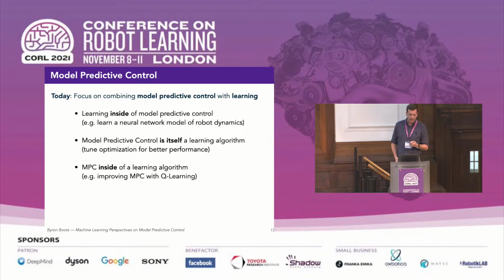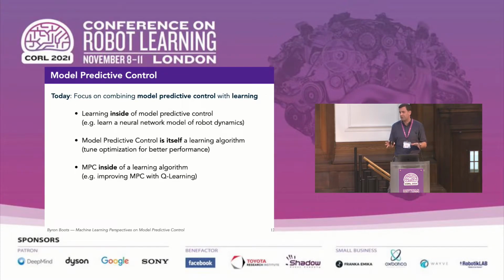First, I want to consider what is probably the most obvious way to combine learning and MPC, which is that we can use learning to find the model that we use within the MPC algorithm. I think about this as using machine learning inside of MPC because we're learning a component of the model predictive control algorithm. Next, I want to change our point of view and consider the model predictive control process itself.